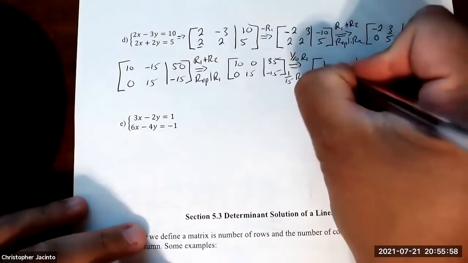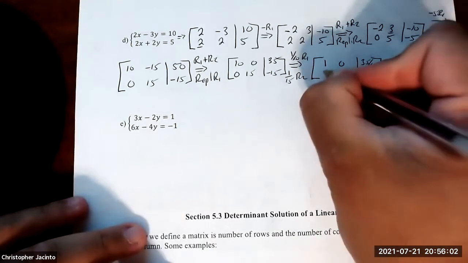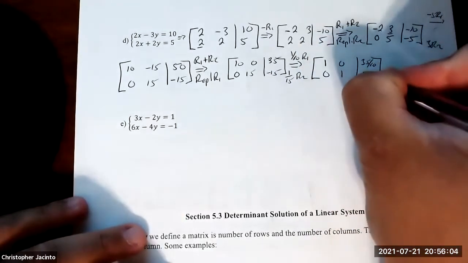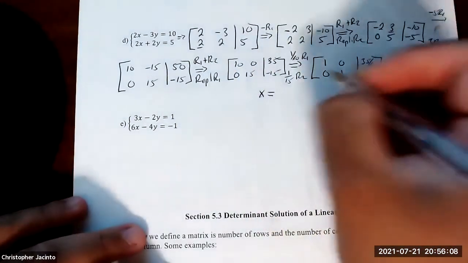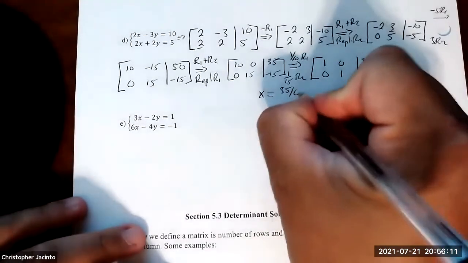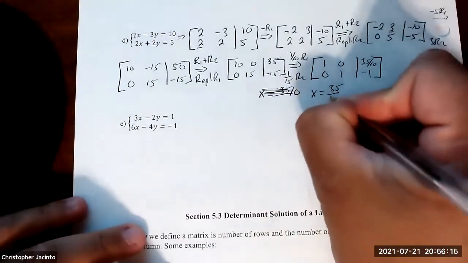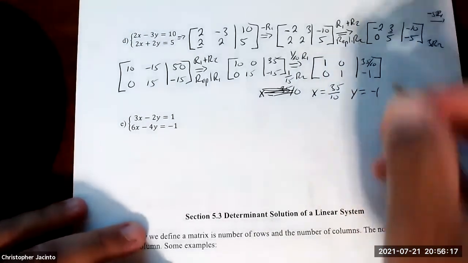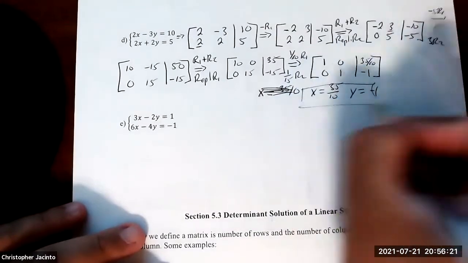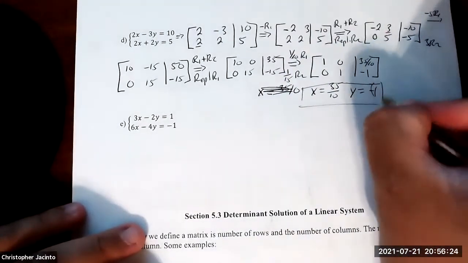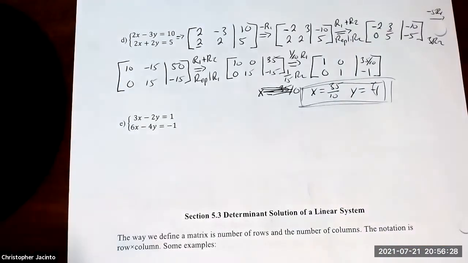So we're going to have 1, 0, and 35/10, 0, 1, and -1. So therefore, we have our first fraction. So x is 35/10, and y equals -1. And you can simplify this if you want, or you can just leave it like that. So you can have fractions. So the dreaded fractions, right? But don't worry, you do them at the end, which is the best part. You deal with them at the end.